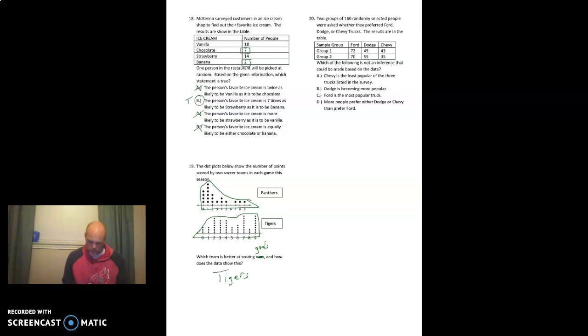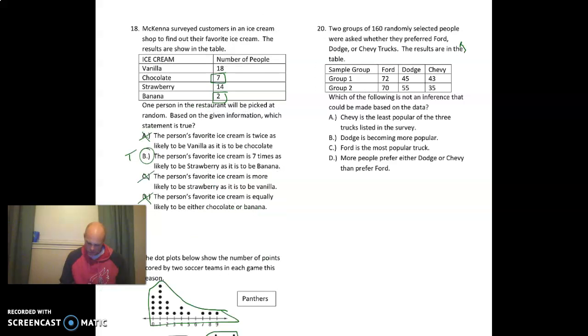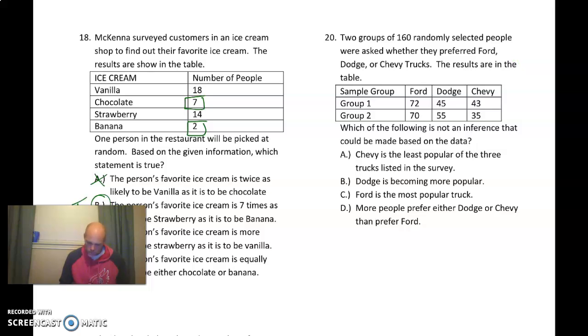I think I can get this done in the amount of time. Come on. There you go. Two groups of 160 randomly selected people were asked whether they preferred Ford, Dodge, or Chevy. The results are in the table. Two groups. Group 1 and Group 2. Which of the following is not an inference that could be made based on the data? Inference, if I was an ELA teacher, I could come up with this very quickly, but inference is just using information that you've been given to kind of predict what could happen. Chevy is the least popular of the 3 trucks listed in the survey.